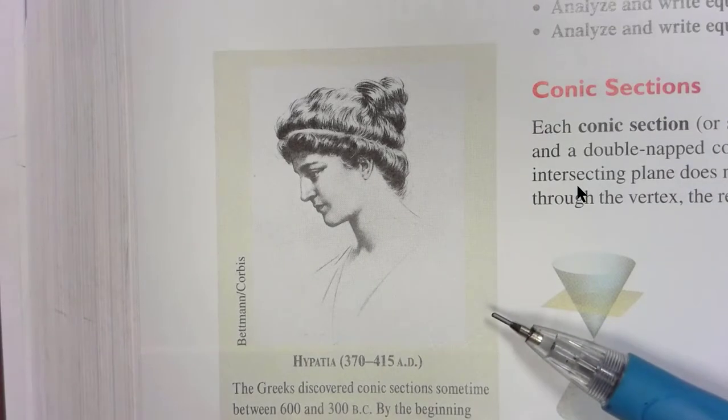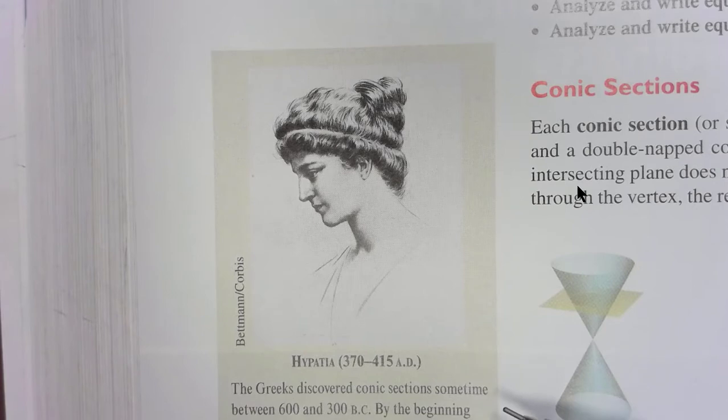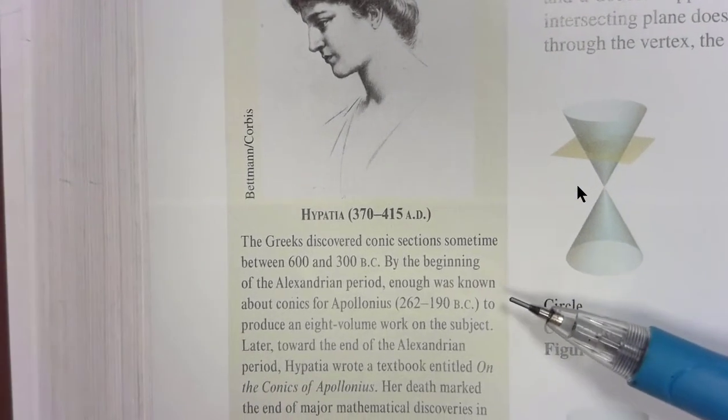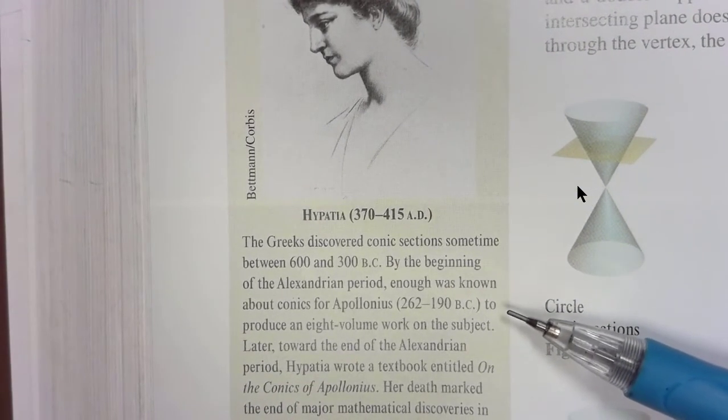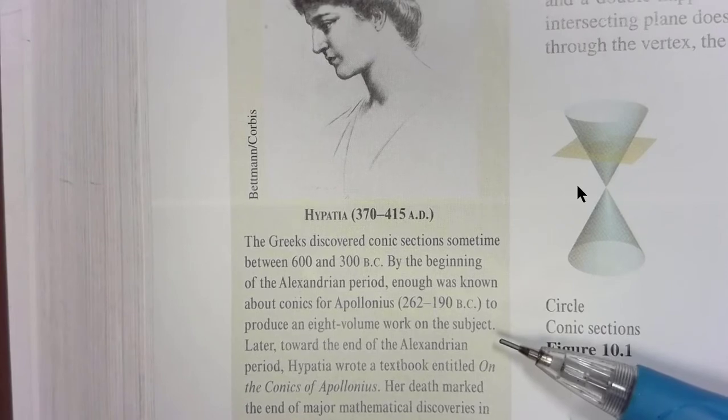This is Hypatia. She lived from 370 to 415 AD. The Greeks discovered conic sections sometime between 600 and 300 BC. By the beginning of the Alexandrian period, enough was known about conics for Apollonius, who lived from 262 to 190 BC, to produce an 8-volume work on the subject.